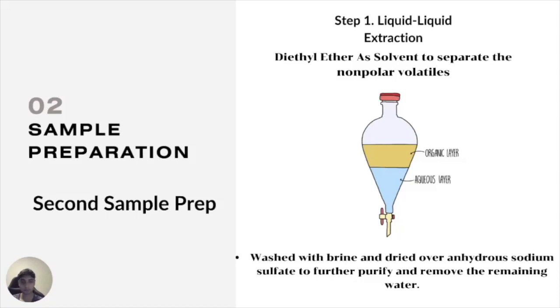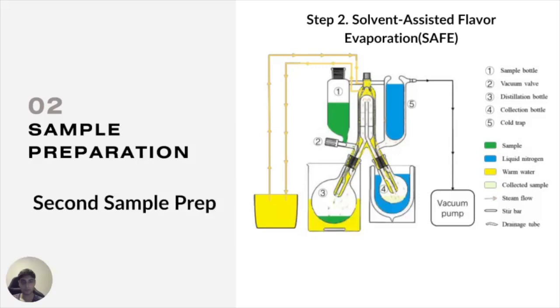So the next sample prep is split into two steps. First is the liquid extraction, which uses diethyl ether as solvent to separate out the nonpolar volatiles by the separatory funnel, as they're both nonpolar, and then wash with brine and anhydrous sodium sulfate to further purify and remove any remaining water. And then solvent-assisted flavor evaporation is used, which is also called SAFE.